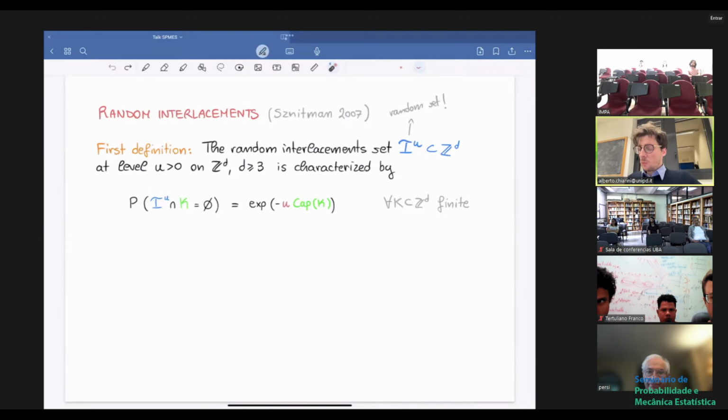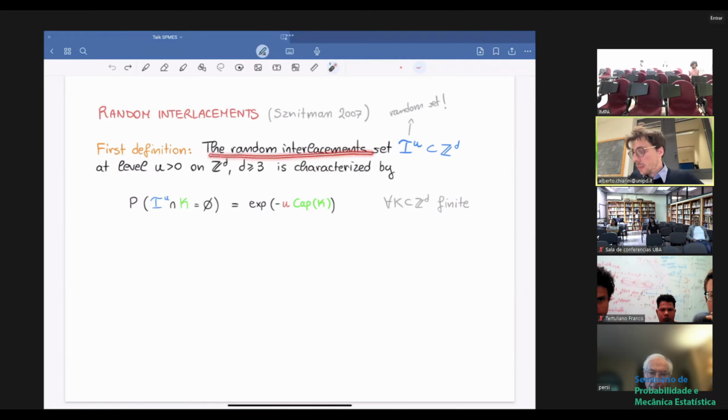Okay. And one way to answer this question is that of introducing random interlacements. The random interlacement set, this is a first definition, is kind of capturing the leftover set by a random walk on the torus when we make n go to infinity, the side length of the torus.